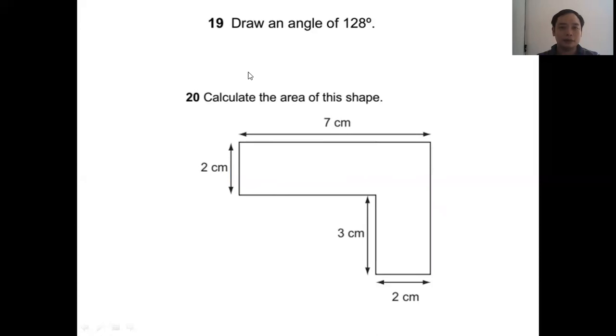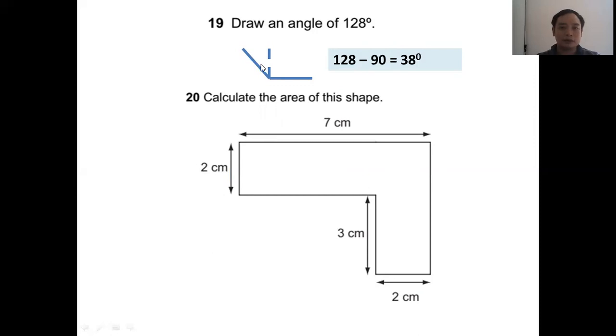Question 19. Draw an angle of 128 degrees. To draw this angle, you don't need to have the protractor. First you have to estimate the angle that you need to draw. You take 128 minus 90 degrees, which equals 38 degrees. Then you draw a 90-degree angle and add another 38 degrees here.